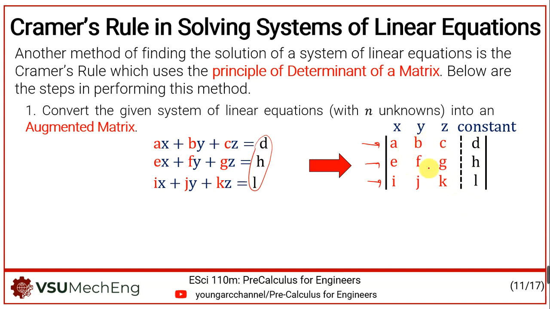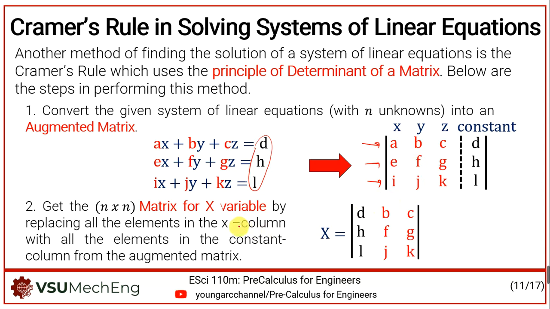Now once you have this augmented matrix, this will serve as your guide when generating the other matrices that are needed for this method. So let's start by generating the matrix for the x variable. For each of the matrices that we're going to generate here, starting from x, the size is 3 by 3. What does it mean to be a 3 by 3 matrix? This matrix consists of 3 rows, row 1, row 2, row 3, with 3 columns: column 1, column 2, and column 3.